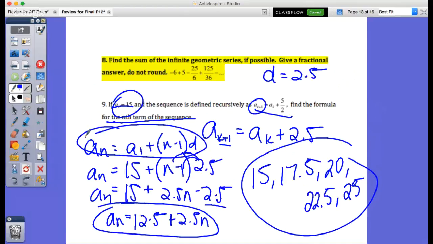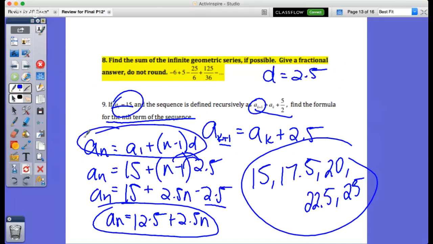So you have 15 plus n minus 1 times 2.5. And then you distribute it, and it's 15 plus 2.5n minus 2.5? Correct.